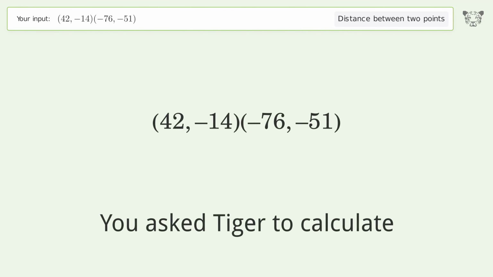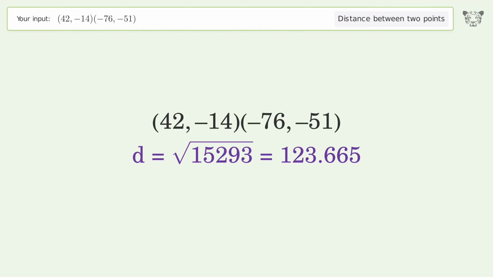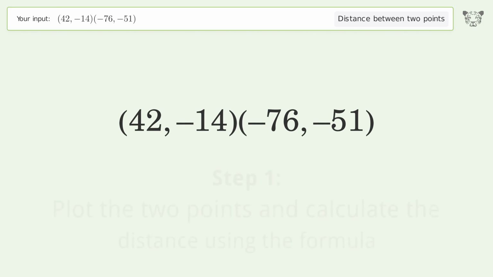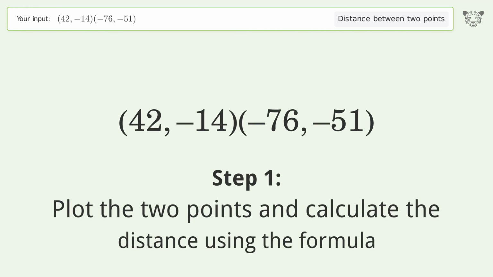You ask Tiger to calculate. This deals with the distance between 2 points. The distance between the 2 points is the square root of 15,293, or 123.665. Let's solve it step by step. Plot the 2 points and calculate the distance using the formula.